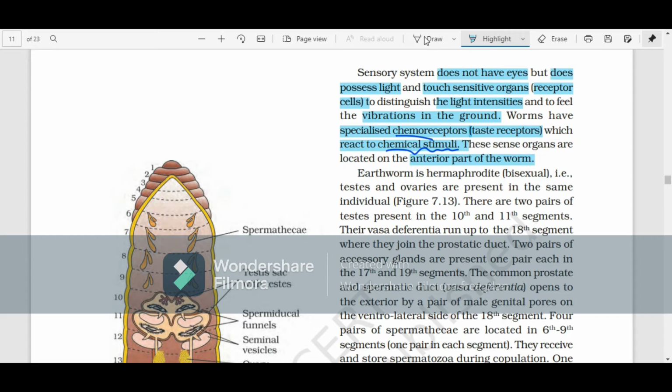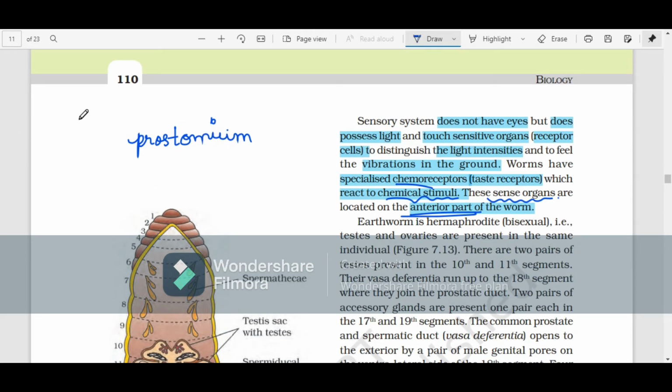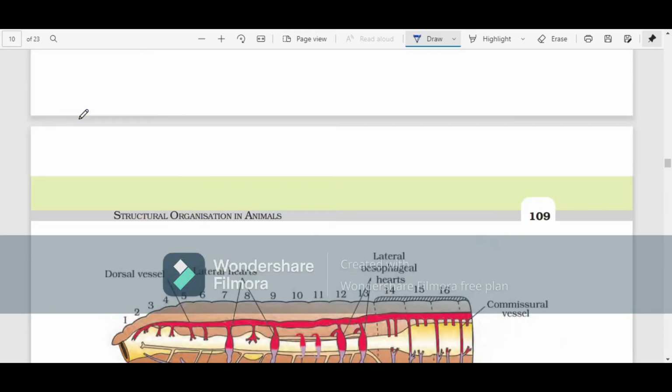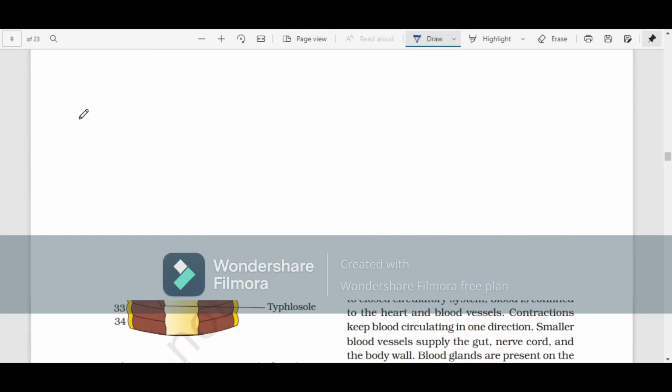Do you remember another sensory organ which is located on the anterior part apart from these? It is the prostomium. The prostomium is sensory in function. Do you remember that? I'll just show you. Where was it?